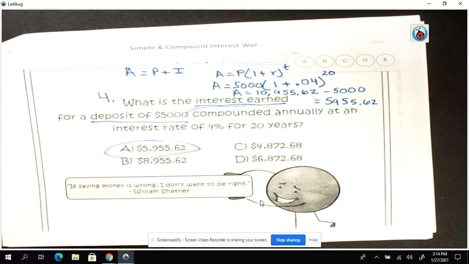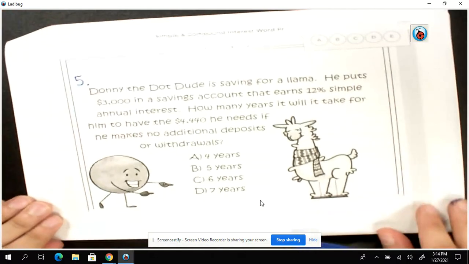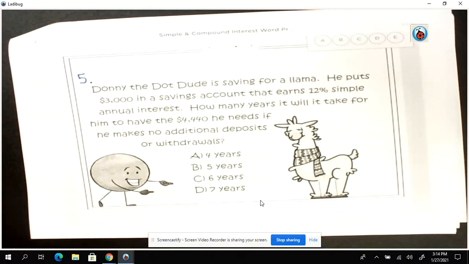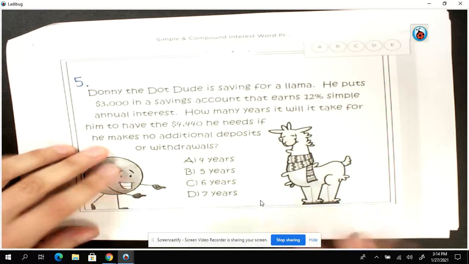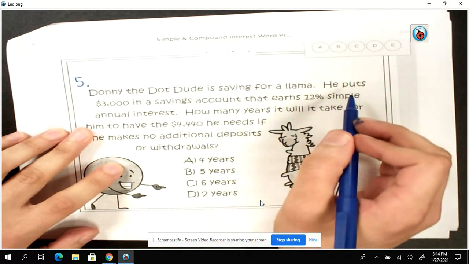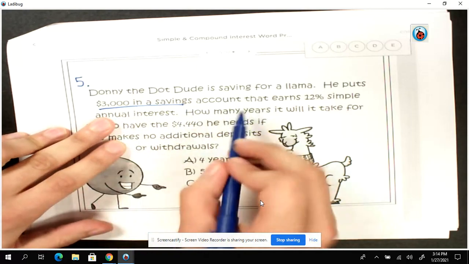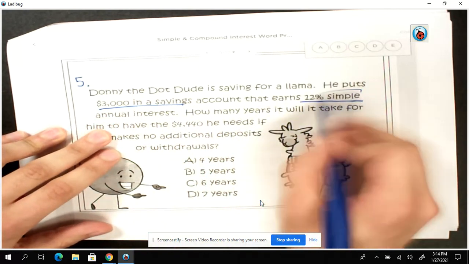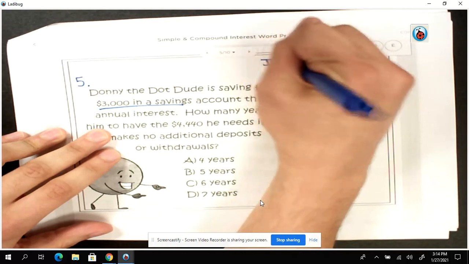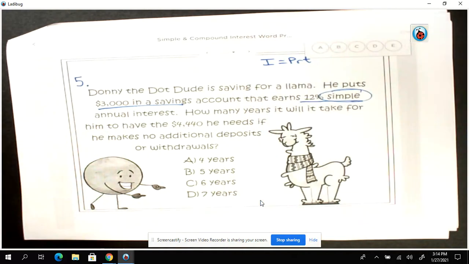All right, so we'll move on to the next one, number 5. Donnie the Dot Dude is saving for a llama. He puts $3,000 in a savings account that earns 12% simple interest. Ooh, simple. So now we're dealing with I equals PRT, not compound, not that formula.